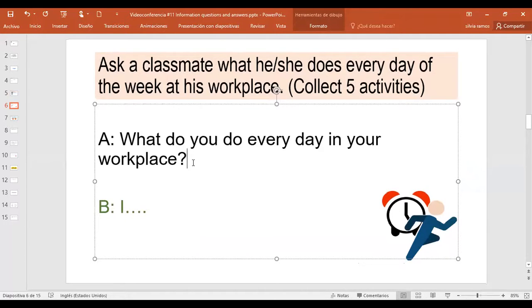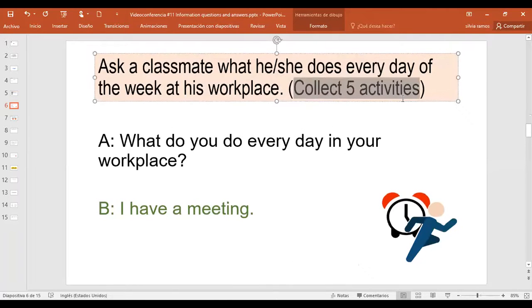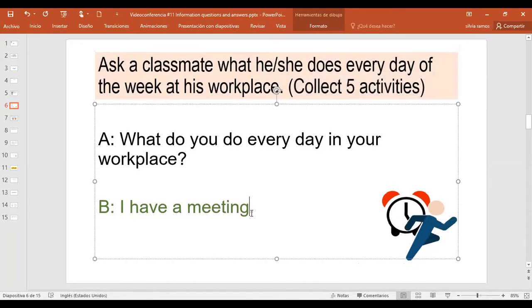What can be possible answers for this? Let me ask you, Adiaset, what do you do every day in your workplace? Tell me one activity. I have a meeting. Okay, I have a meeting. Very good. That is one activity that Adiaset does. But I need to talk to her and I need to collect 5 activities, not only one. So if my partner is Adiaset, I'm going to talk to her and I'm going to get 4 more. So a total of 5.